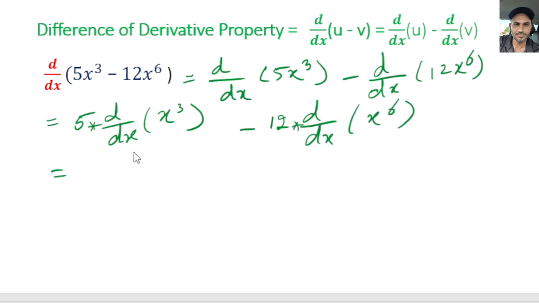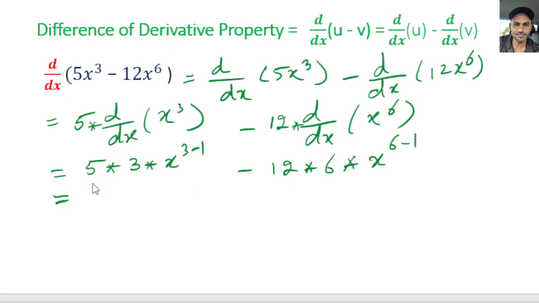Now we can go ahead and apply the power rule of the derivative here and take the derivative of these two terms using that property. So we have 5 times this x to the 3. I'm going to bring 3 as a coefficient, and then x to the 3 minus 1, minus 12 times, I'm going to bring this 6 here as a coefficient or multiplier, and then x to the 6 minus 1. So we are subtracting 1 from the exponent when we're taking the derivative and bringing the original exponent as a multiplier or coefficient in front.